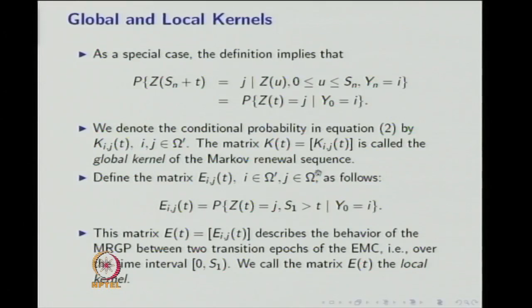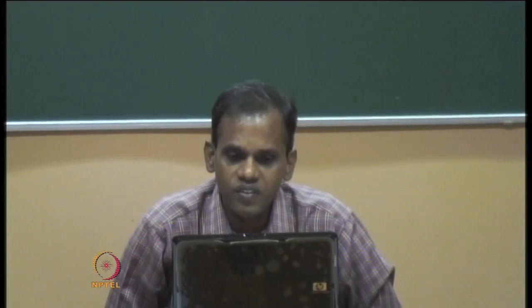Now, we are going to discuss the local kernel, which is also a matrix that consists of E_{i,j}(t), where i belongs to Omega dash and j belongs to Omega. Omega dash means the collection of states at which the time transitions of the system satisfy the Markov property at those time instants. That collection of states forms Omega dash, and that is a subset of Omega.